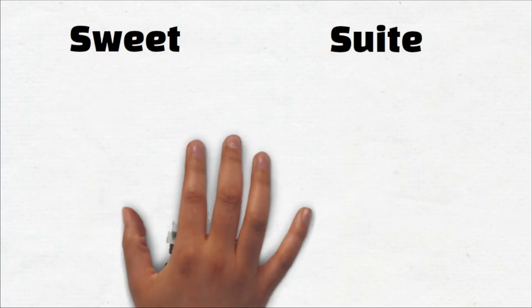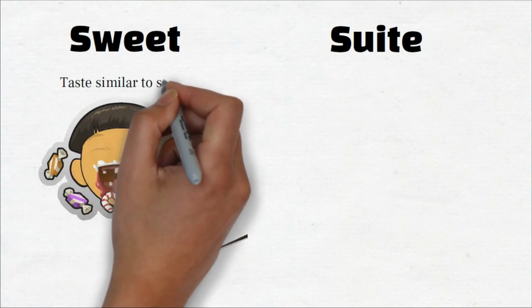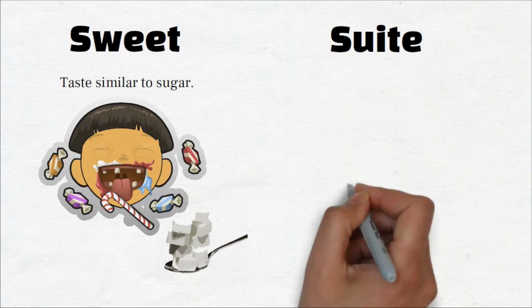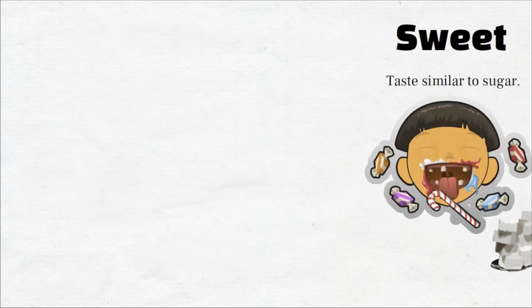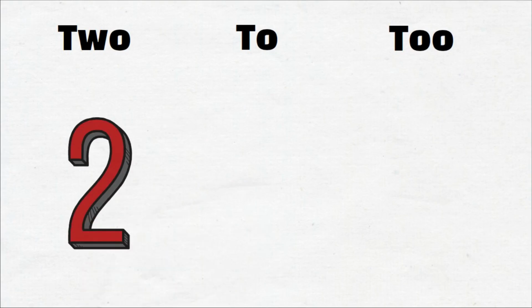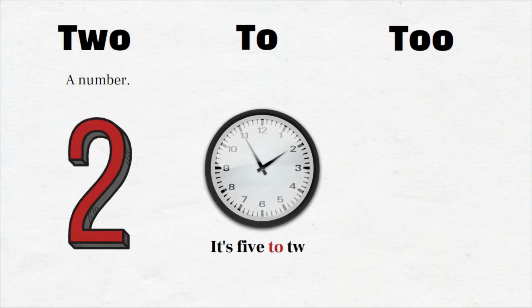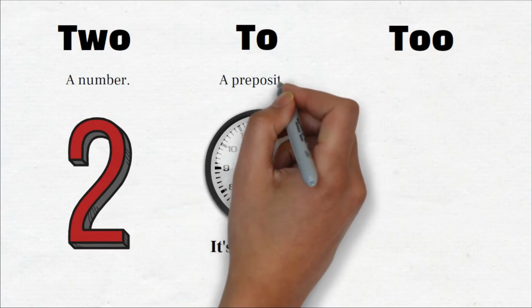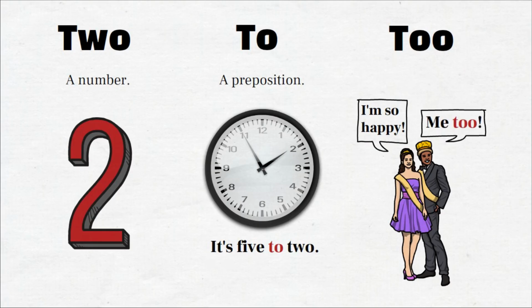Sweet. The first is a taste similar to sugar. And the second is a hotel room. 2. The first is a number. The second is a preposition. And the third means also.